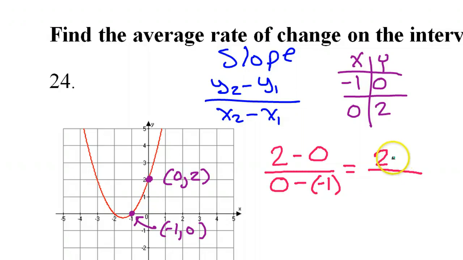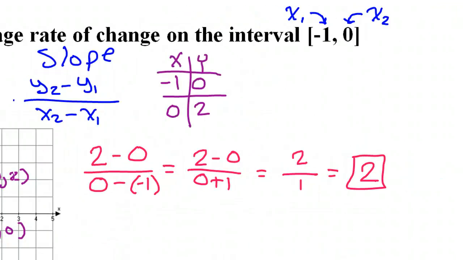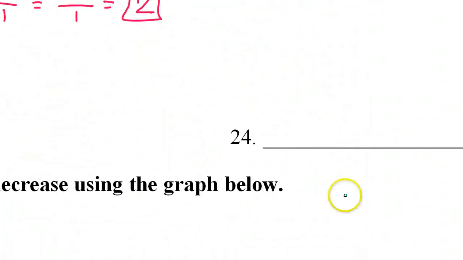So what I have is 2 minus 0 over 0 minus -1. Minus a negative is addition, so this will be 0 plus 1. 2 minus 0 is just 2. 0 plus 1 is just 1. So that is going to give us positive 2. So that's the answer. Is there an answer line for this? Anybody? Yeah. Awesome. 2.